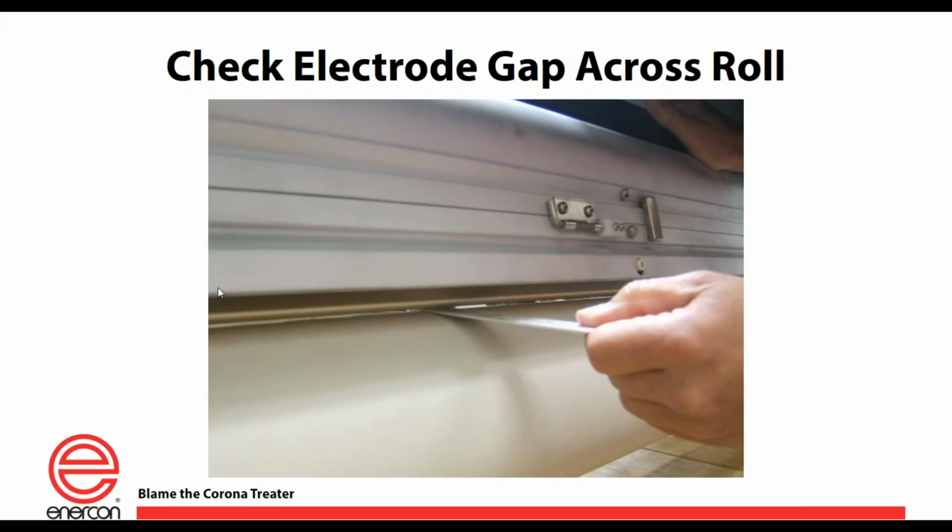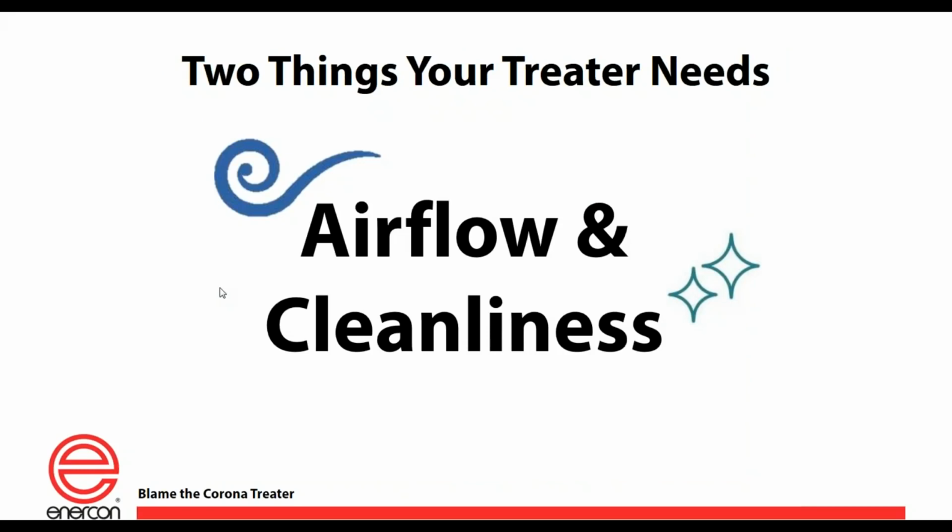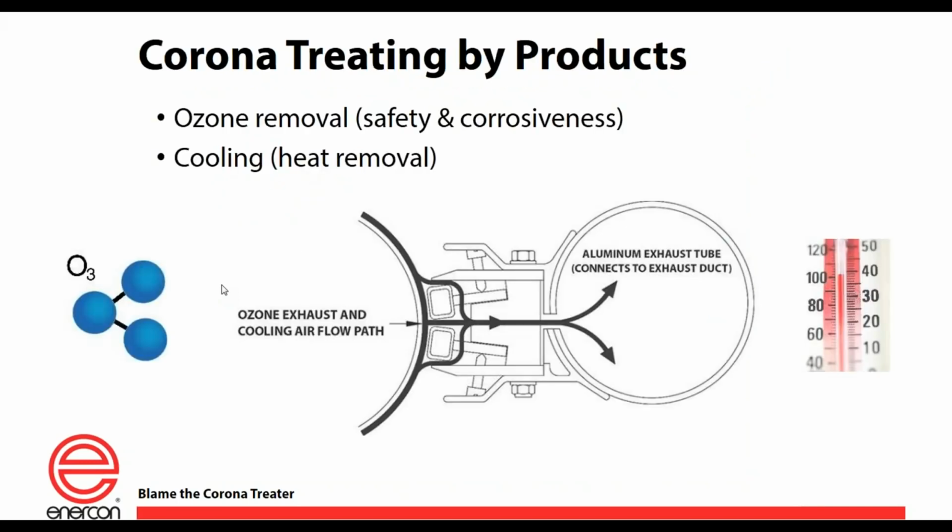Todd? Great points, Tom. Thank you for that. So two things that your treater absolutely needs to maintain and to be aware of are airflow and cleanliness. Airflow is going to be one of the most important parts of maintaining the treater. It does aid in maintenance as well. A byproduct of corona treatment is going to be ozone creation. And ozone, we don't want that near our operators, in the vicinity of the operation of the unit or anywhere in the general area. So we want to exhaust that out. And the best way to exhaust that out is through the electrode assemblies and into the aluminum exhaust tube and then outside the building or into a decomposer of sorts.